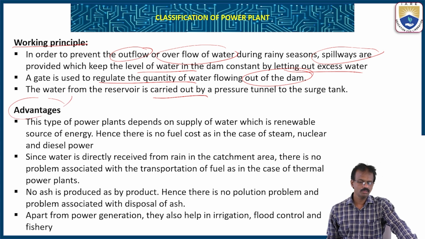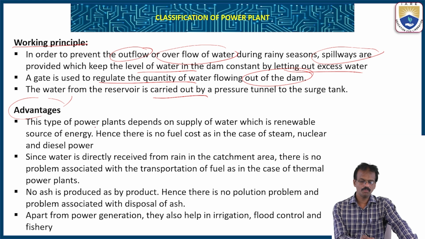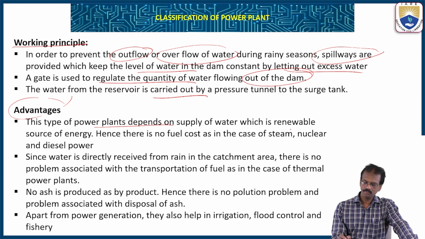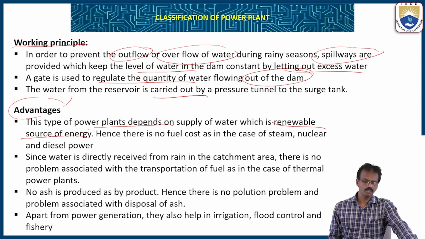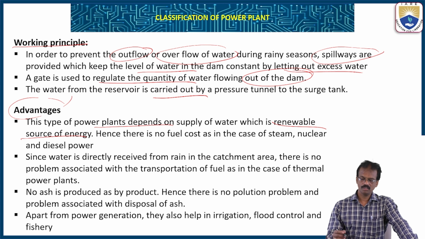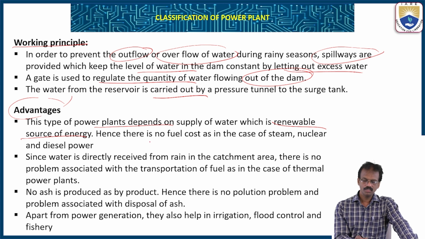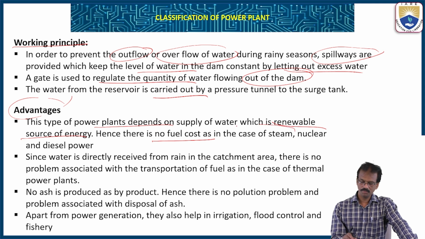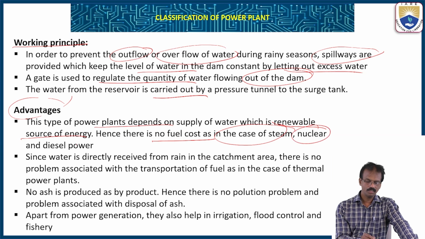hydroelectric power plants. The main advantages: this type of power plant depends upon the supply of water, which is a renewable source of energy. So there is no cost for the fuel. Here the driving fuel is the water. Hence there is no fuel cost, as in the case of steam engine, or nuclear or diesel power plants.